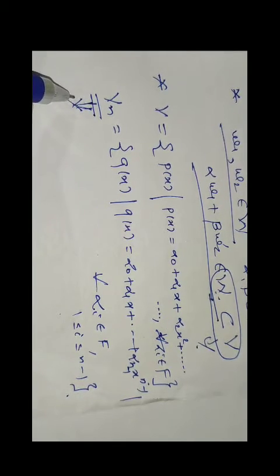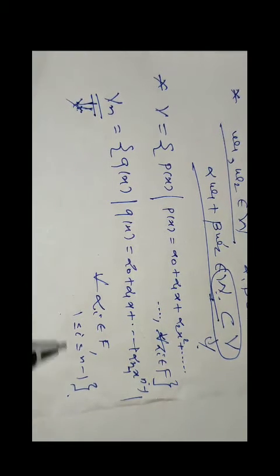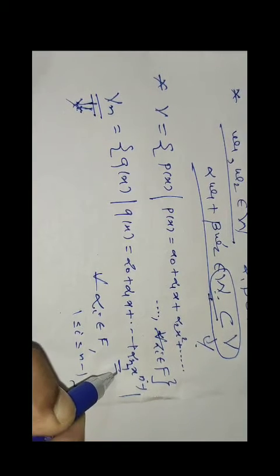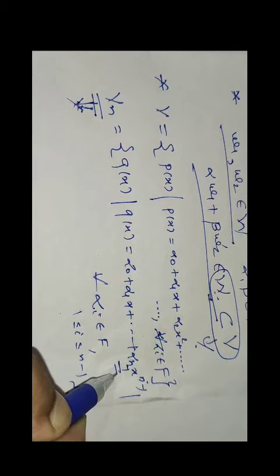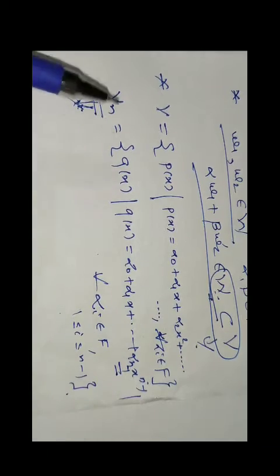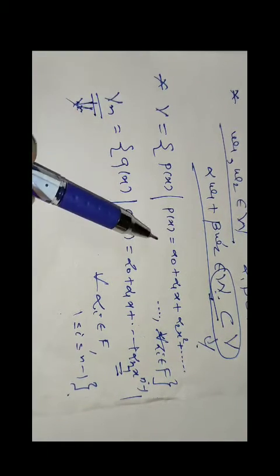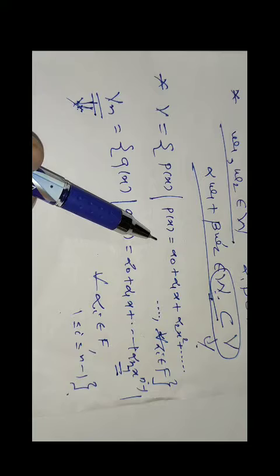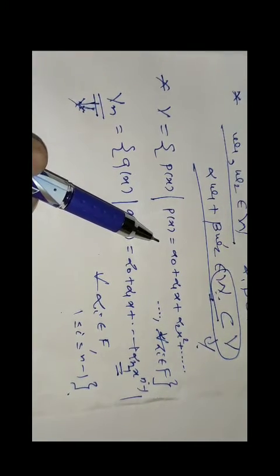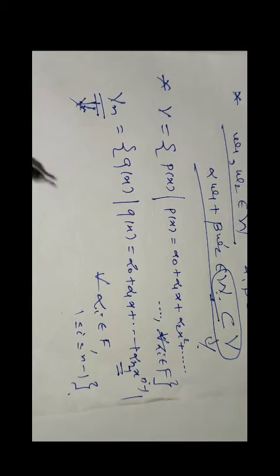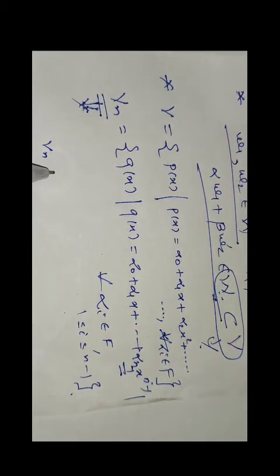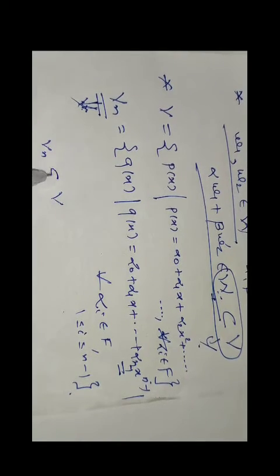We have already proved this. This is a vector space of polynomials of degree less than n, that is, up to n minus 1. And this is a vector space of polynomials having no restrictions on their degree. So Vn is a subspace of vector space V.